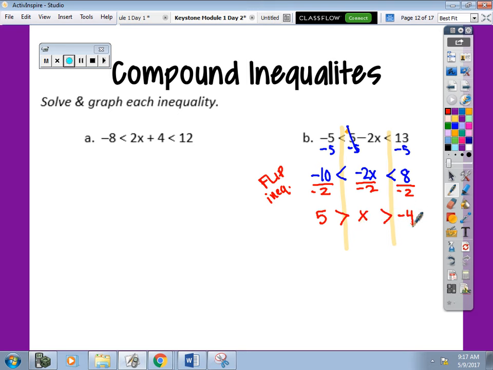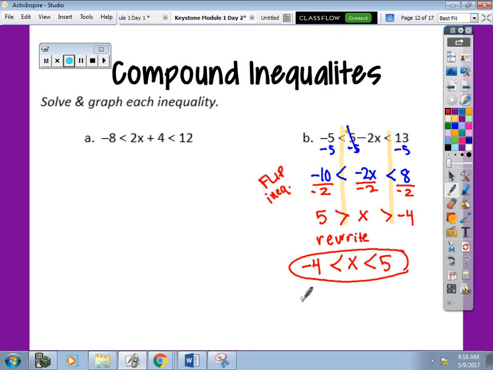And then at the end of the problem, if your answer is not in order from least to greatest, see how the biggest number comes first and the smallest number comes at the end? You do have to rewrite this so that it's in standard form, which would be negative 4 is less than x is less than 5. So you basically just flip the whole thing, numbers and answers. And then to graph this, we would do our open circles on each of our critical points, and we would be shading all the values in between those.